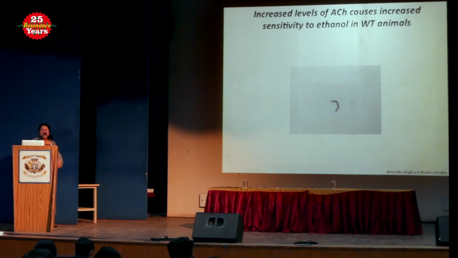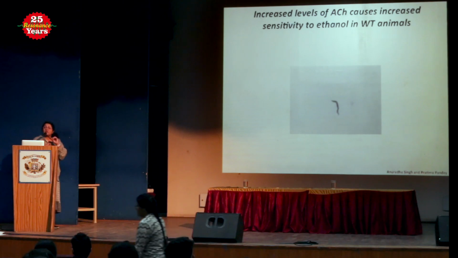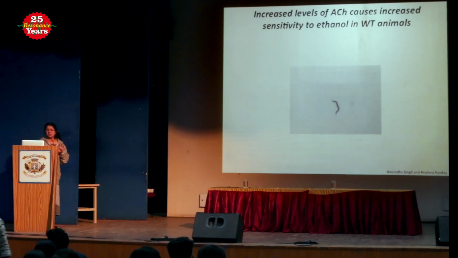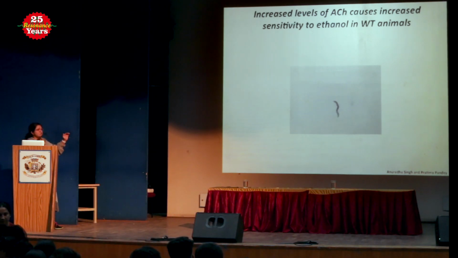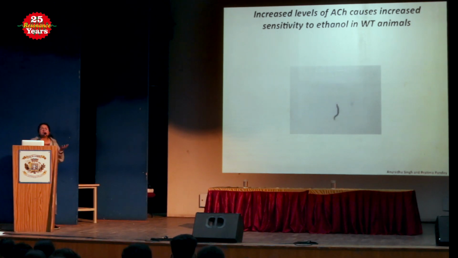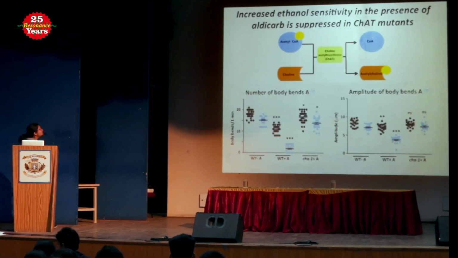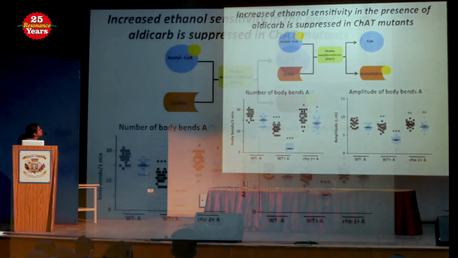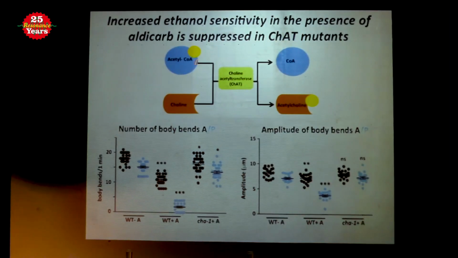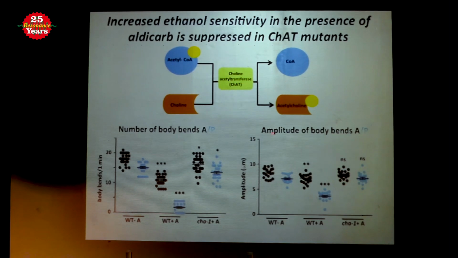So then we thought, okay, this is all very nice. It could be acetylcholine. Then if we want to show that it is definitely acetylcholine, if we remove some component that is required to make acetylcholine, that will reverse this phenotype. Right now there is no acetylcholine, so it won't give this phenotype, and that is indeed the case. So you have a choline acetyl transferase that is required to convert acetyl-CoA and choline to CoA and acetylcholine. So if you remove choline acetyl transferase, you will have no acetylcholine.